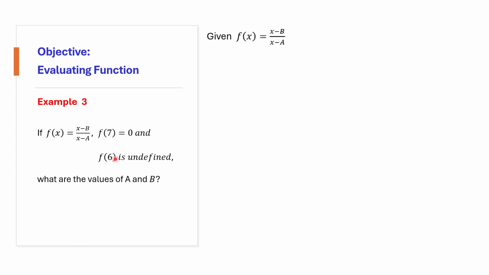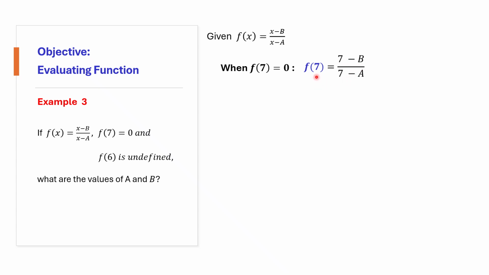The next example is about evaluating a function. If the function is given as f of x equal to x minus b over x minus a, f of 7 is equal to 0, and f of 6 is undefined, then what are the values of a and b? So let us start from the given function f of x equal to x minus b over x minus a, and let us use another given, which is f of 7 equal to 0. When we evaluate f of 7, it means we have to substitute 7 for every x in the given function, so we will get f of 7 is equal to 7 minus b over 7 minus a.